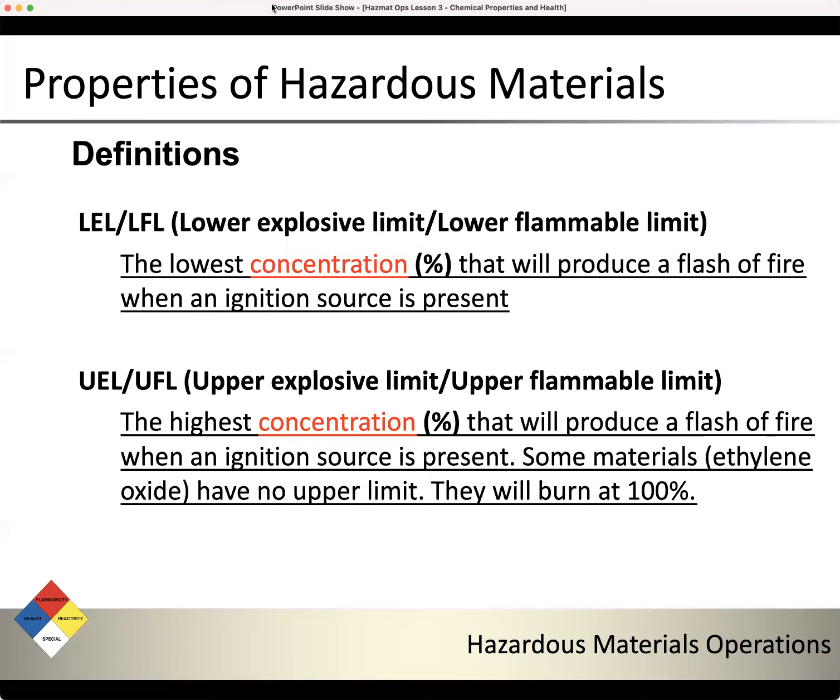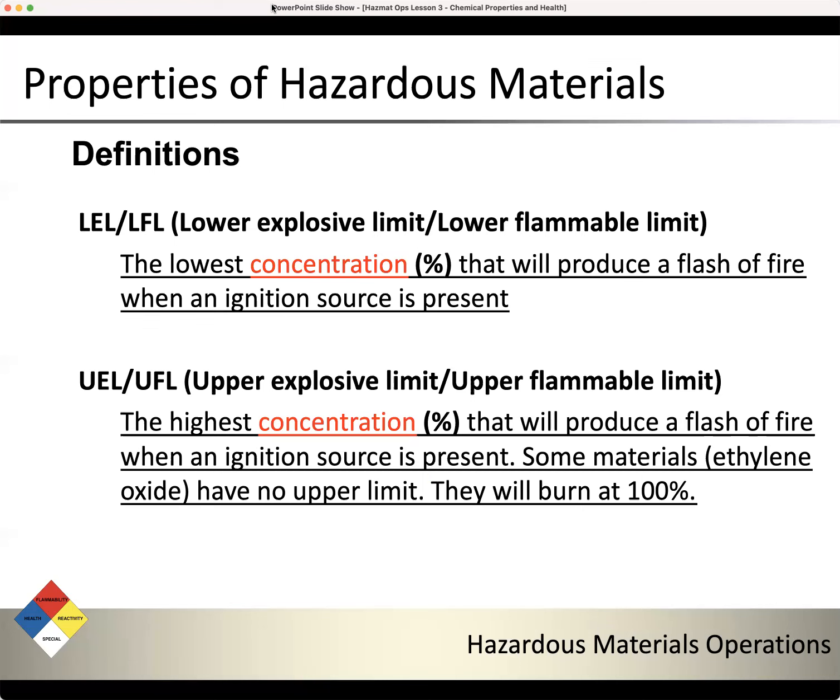So there's the details of this range. We talk about there's a lower range and an upper range, and we call those limits. The lower explosive or lower flammable limit, depending on the material, is the lowest concentration, usually in a percent, that will produce a flash of fire when an ignition source is present. The lowest concentration. So we talk about a lower explosive limit, or LEL. We're talking about a concentration.